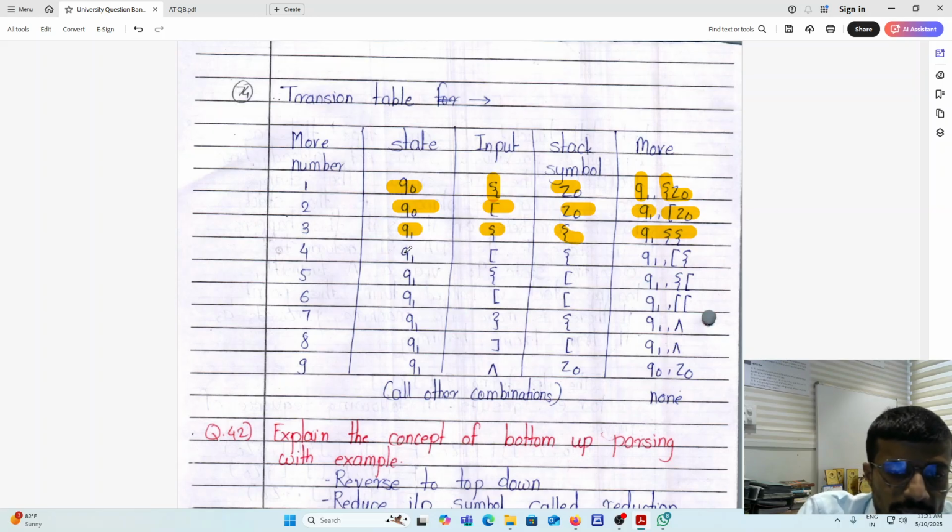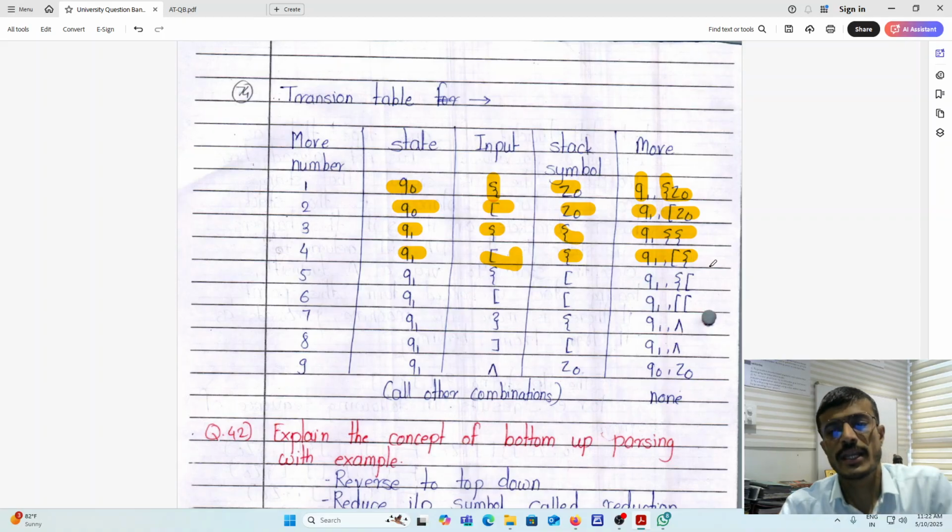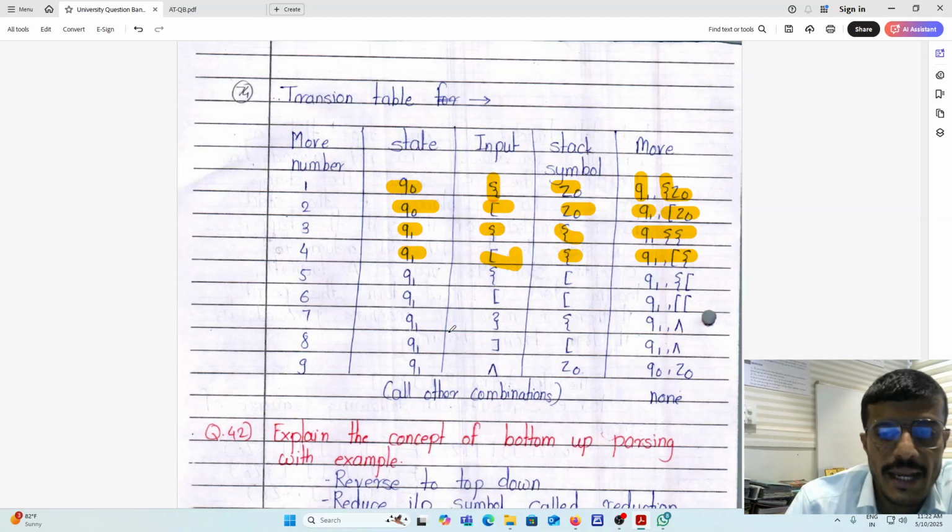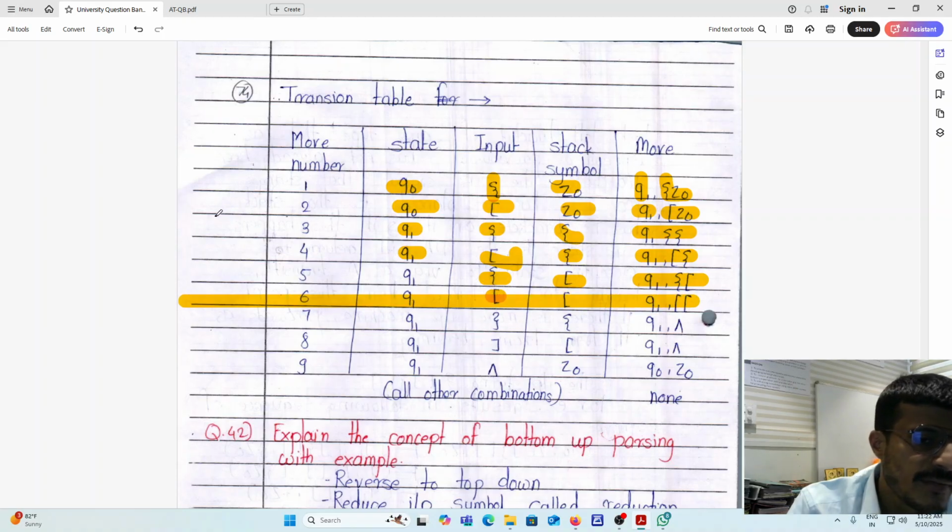Then in case of Q1 input is rectangular bracket, top of the stack is opening curly, then it will be Q1 rectangular bracket and curly. And likewise for Q1 input symbol is curly, stack symbol is a rectangular bracket, then it will give you Q1 curly rectangular. If both are rectangular, then it will give you rectangular. So the first six moves are for push operation.